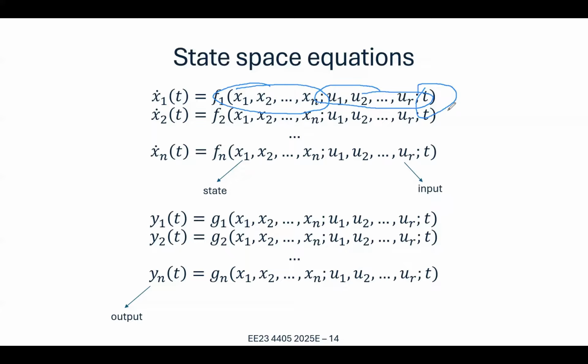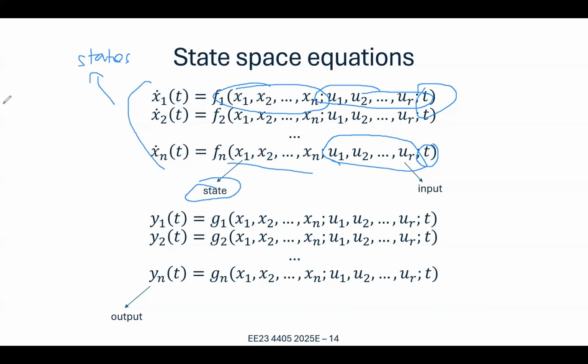So we have the states x, and we have the input u, and we have time t. This one is called the state equation, the one with the derivatives of x. These are derivatives with respect to time. These are the state equations.